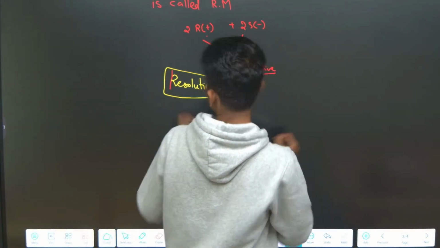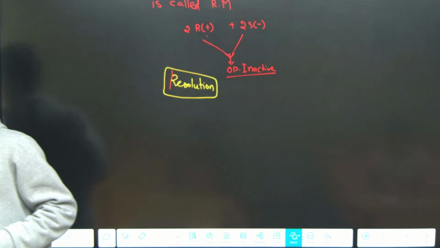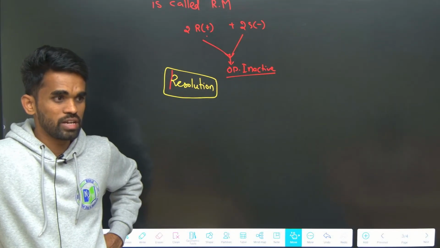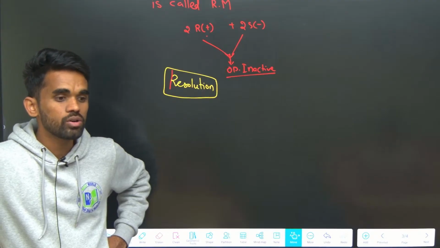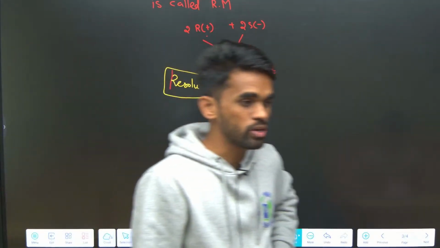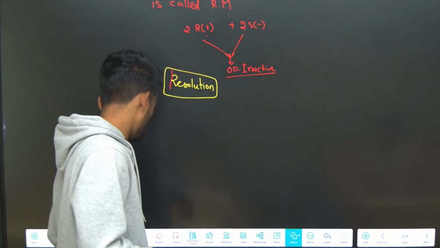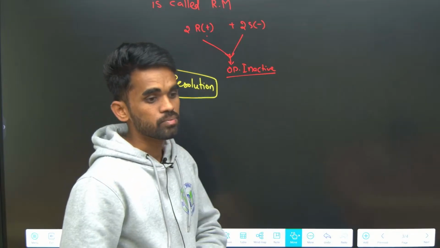So these are the terms you need to know. In the next class we'll start GOC from the very beginning. Okay, so now open your target modules if you have them and try to solve some questions related to optical activity and isomerism. Okay.